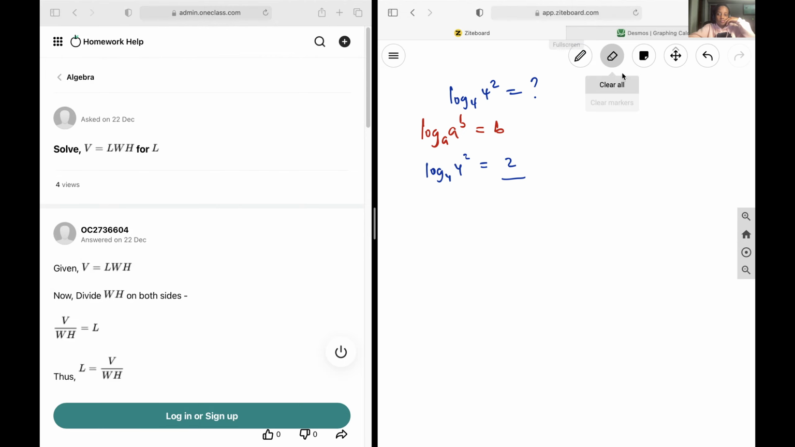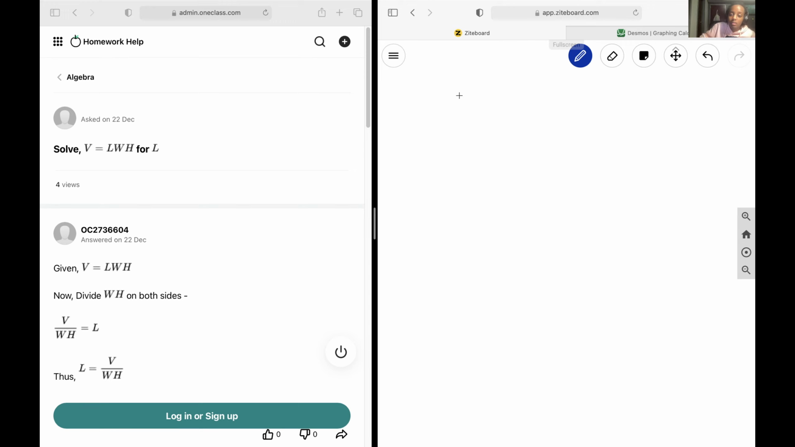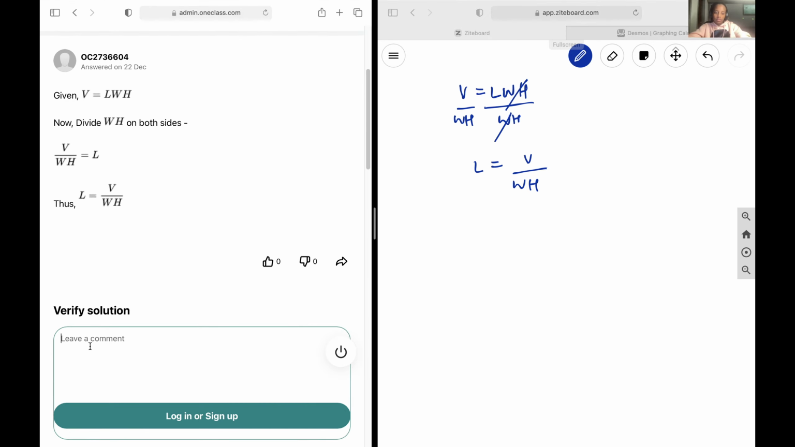Okay, next up, we're going to want to solve for L in this. So V is equal to length times width times height. And we can solve for L if we divide out the width and the height on both sides. These two will cancel and we'll get the length is equal to the volume over the width times the height. And that's going to be our final answer.